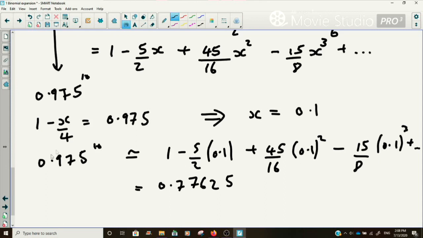Okay, 0.975 to the power 10 is approximately equal to those four terms there, but that is actually exactly equal to 0.77625. So we've gone from approximately equal to equals. Now, the exact value, if you were to put it into your calculator and work it out, you're going to get something very close to 0.77625.